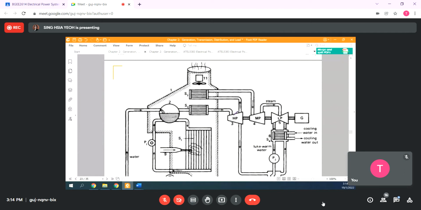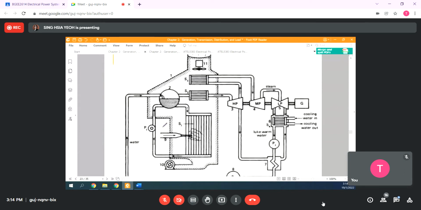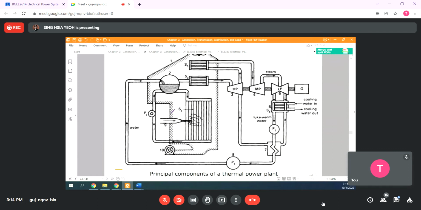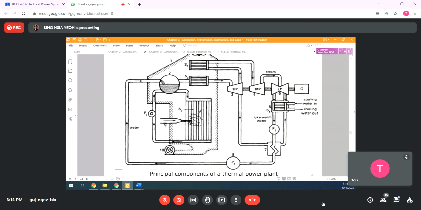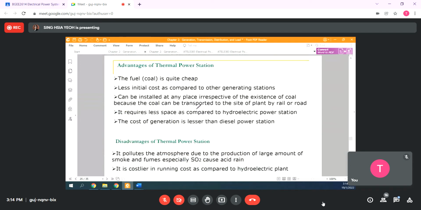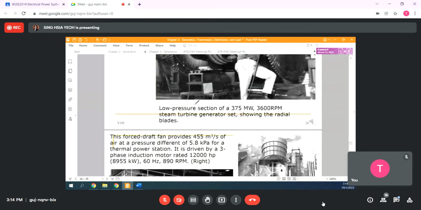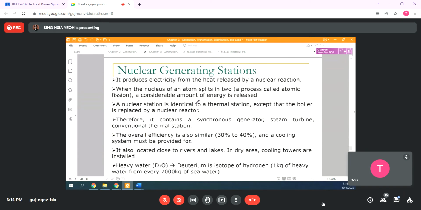Thermal: if you can understand one of them, then the other power generating stations are roughly the same. They actually use some way to turn the turbine. Some use water, some use heat, some use nuclear, combustion. It's just a different way of turning the turbine; other than that the operation is roughly the same. Then the advantages and disadvantages. Then will be the nuclear power station.